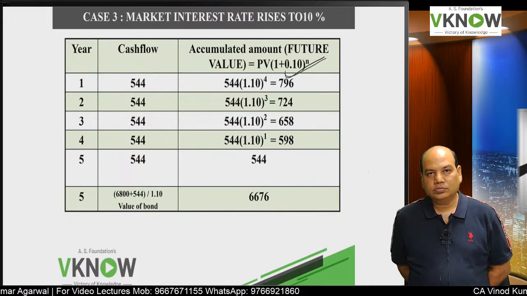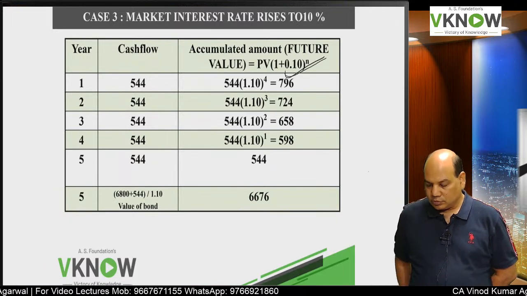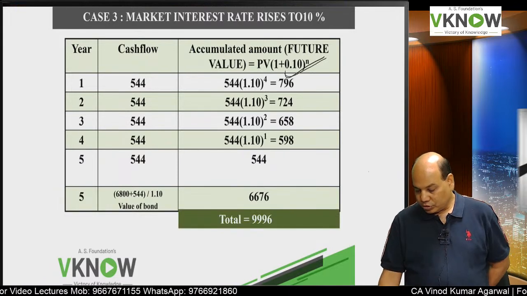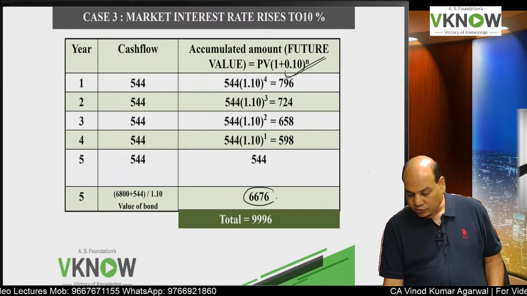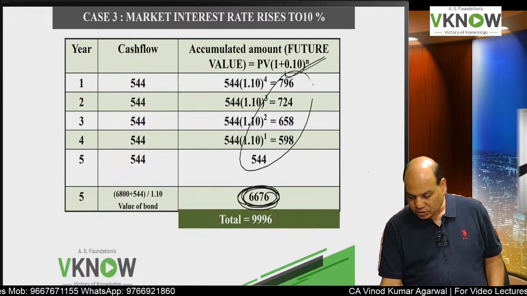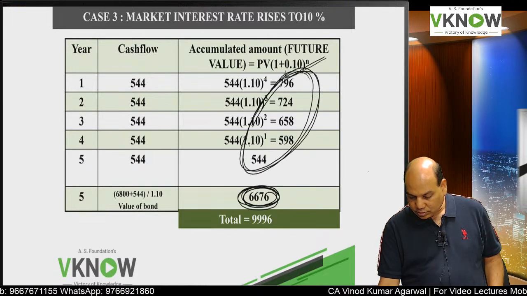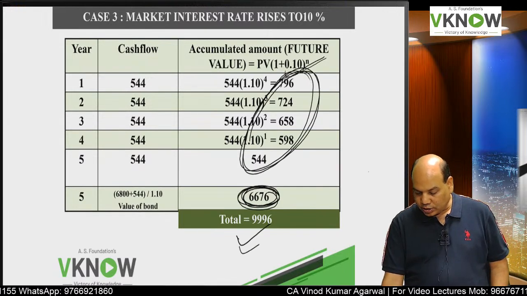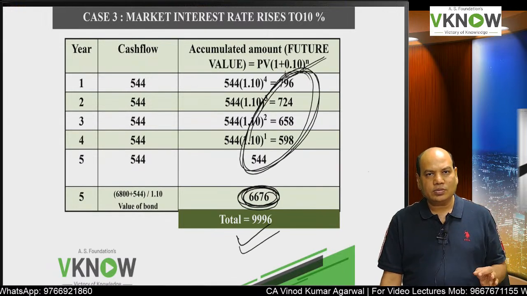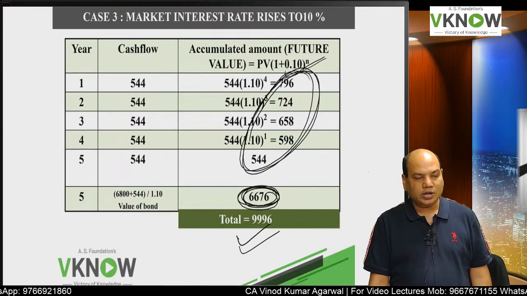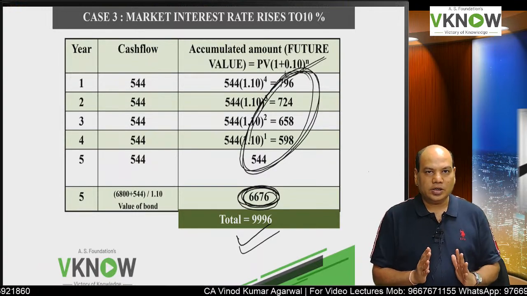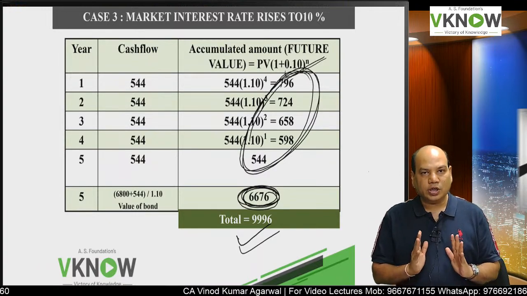Anybody for the total of the last column? Surprise! You are again very close to 10,000. So this time the loss in the value of the bond is compensated by the increase in reinvestment income, and therefore you are getting the same amount, 10,000. Some difference is okay, minor difference is okay. So this is the benefit of learning interest rate immunization. This is the benefit of learning duration.